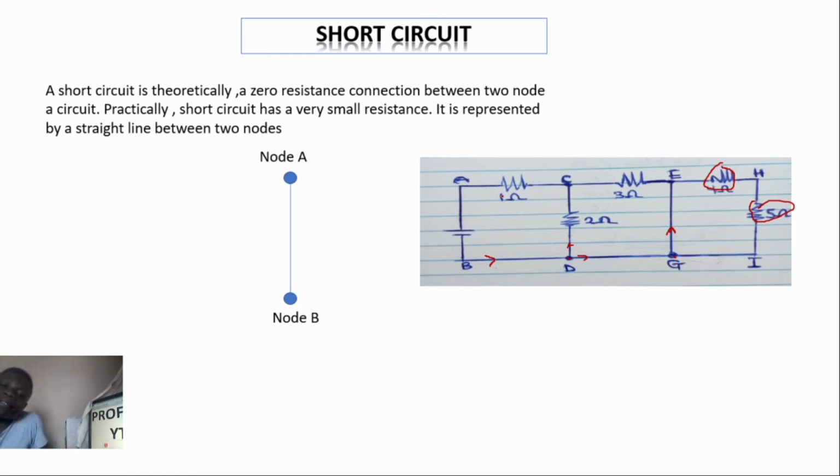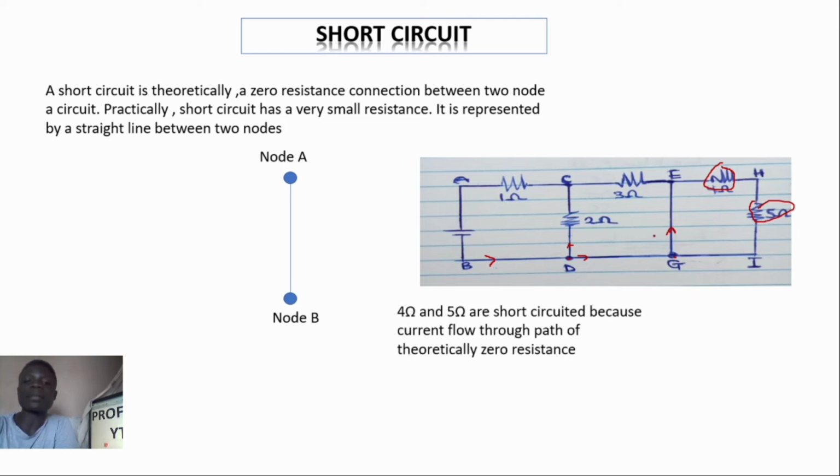So if they ask you to find the total resistance of this, what you need to do is note that these two resistors have been short circuited. Let's read: the 4 ohm and 5 ohm resistors are short circuited because current flows through a path of theoretically zero resistance. As I said, it doesn't even bother to pass through them because it wants a short way where there's less resistance.